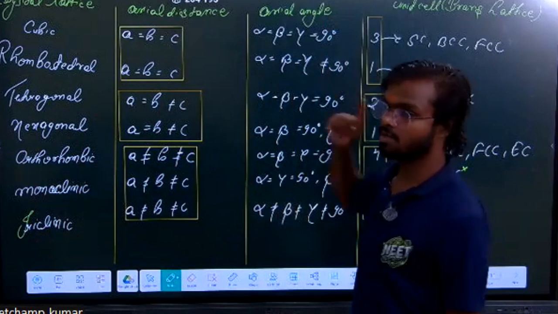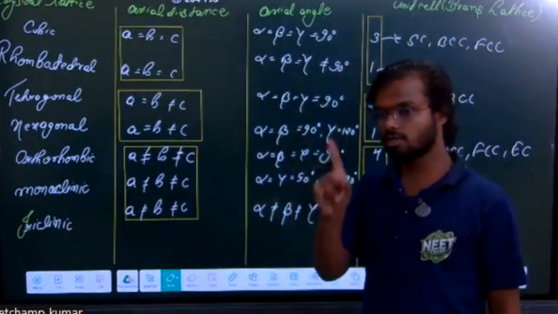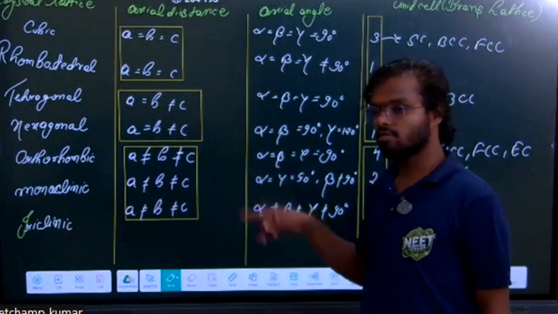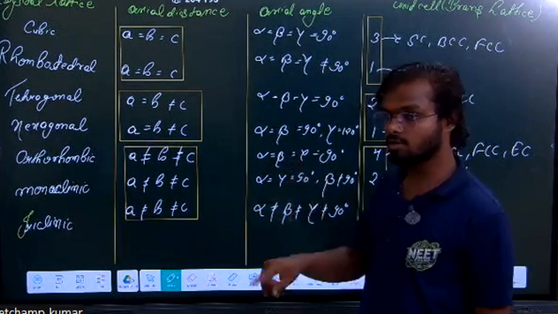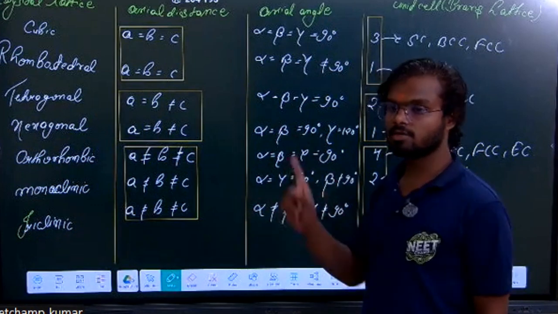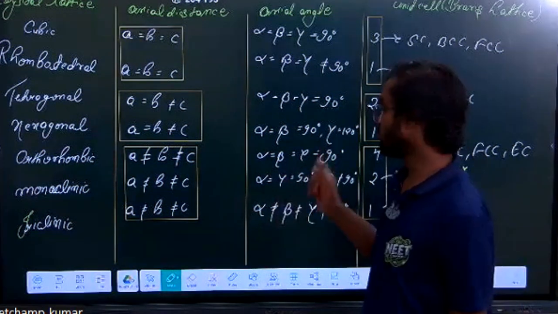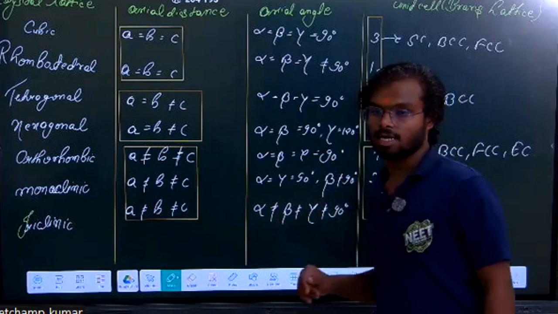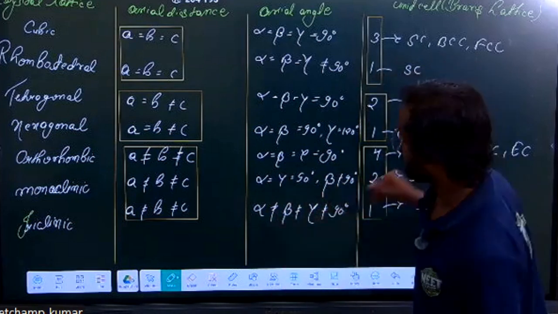Now how to remember the angles? First thing is clear. Alpha equal to beta equal to gamma equal to 90. Alpha equal to beta equal to gamma but not equal to 90. Then second, alpha equal to beta equal to gamma equal to 90. Then alpha equal to beta equal to 90 and gamma equal to 120. Then next, alpha equal to beta equal to gamma equal to 90. Then alpha equal to gamma equal to 90 and beta not equal to 90. And the last case is alpha not equal to beta, not equal to gamma, not equal to 90. That is how you have to remember.